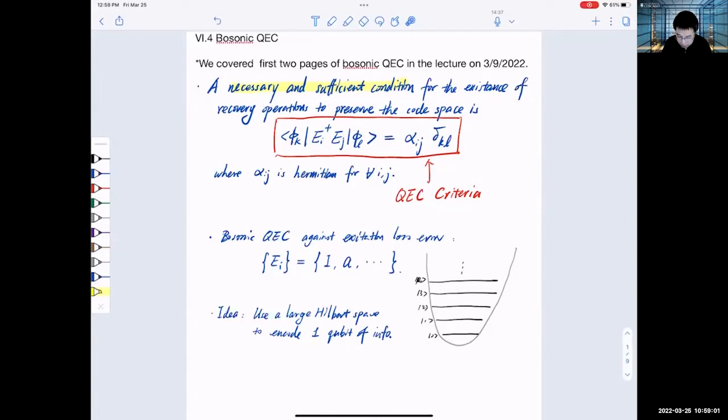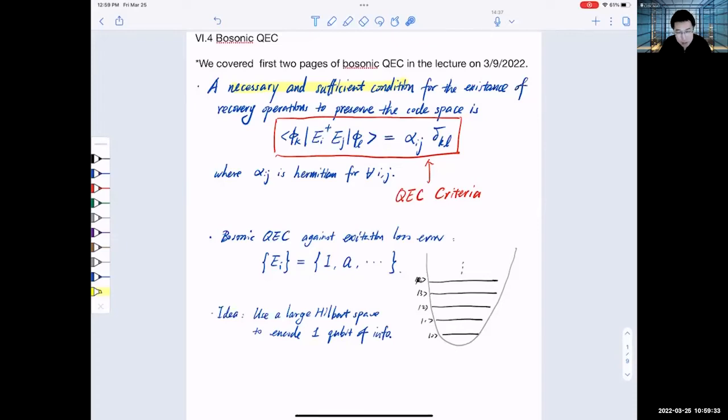For example, you can encode information with the lowest two levels. That is one of the codings people use, the 0-1 encoding with minimum excitation. Or you can encode the information with the 0 and 2 photon states, which already allows you to detect a single photon loss. Because if a photon loss happens, it will go from an even subspace, with an even number of photons that you start from, to an odd subspace with an odd number of photons. In principle, you can already detect such an error.